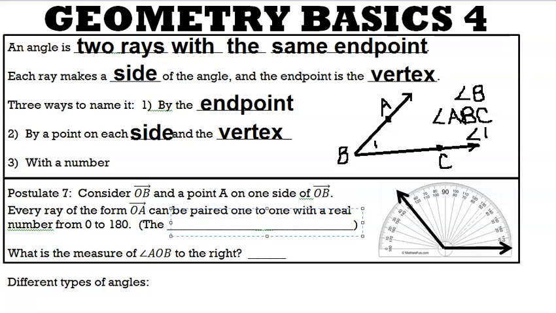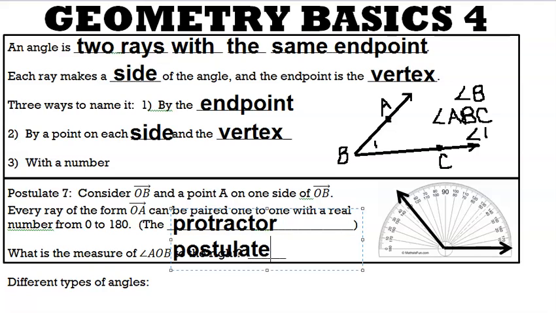Somebody decided, hey, we should measure these. We should be able to come up with a way to measure how open or how closed an angle happens to be. We use protractors for that now. The thing on the right is a protractor, so it makes sense that the rule that we are dealing with right now is the protractor postulate.